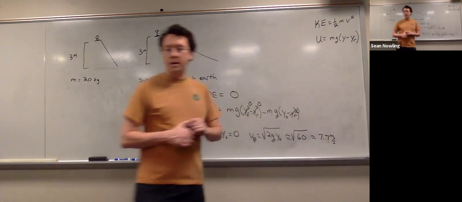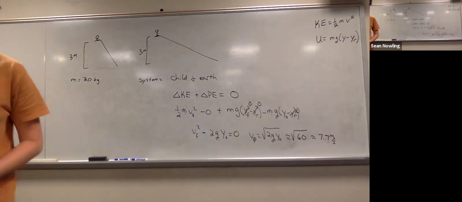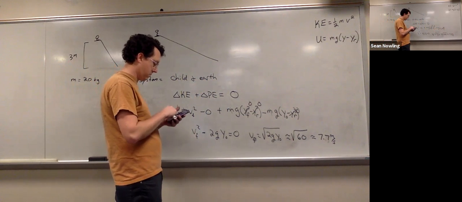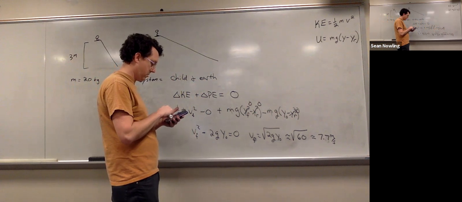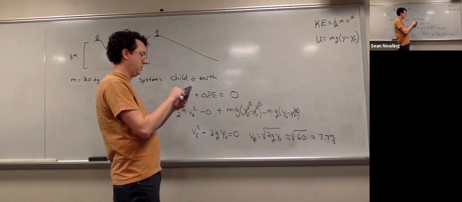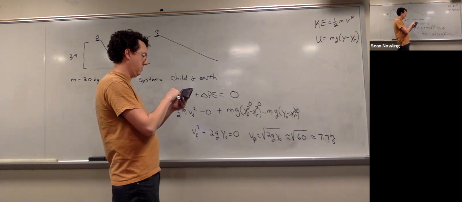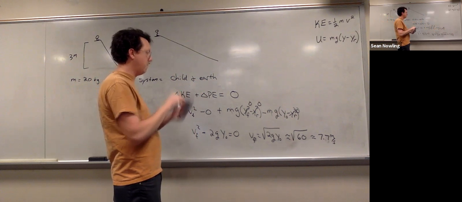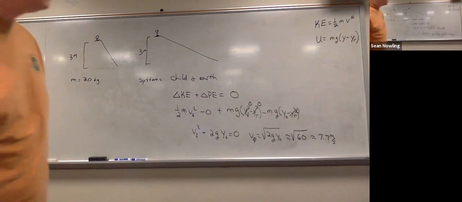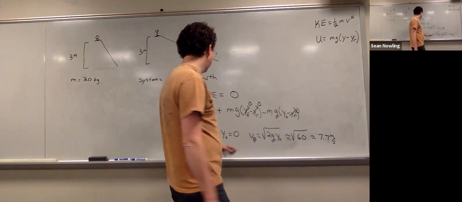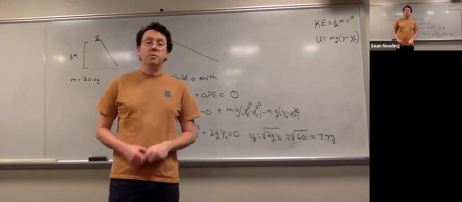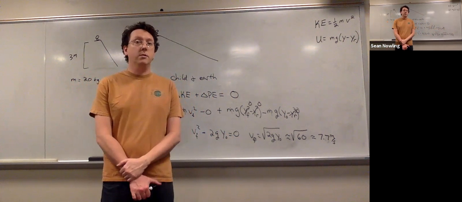Let's check. I've got a calculator here. See how that goes. The square root of 60 is 7.74. 7.75, not too bad. Okay, close enough. All right, so that's kind of an archetypical sort of problem you would solve with potential energy ideas.